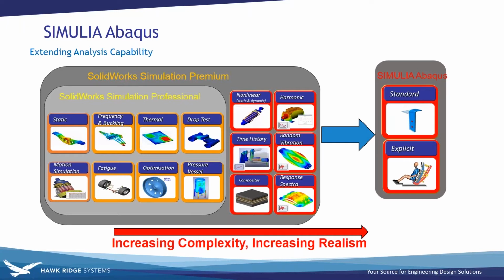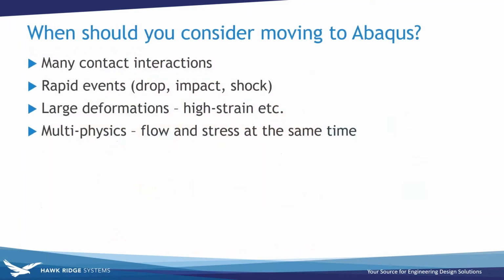The general basics are, it's going to help you out if there's increased complexity, if you need an increased level of realism. And that brings us to these 4 main points that we usually consider when deciding, at least on the services side, whether a problem is best suited for SOLIDWORKS Simulation or Abaqus.